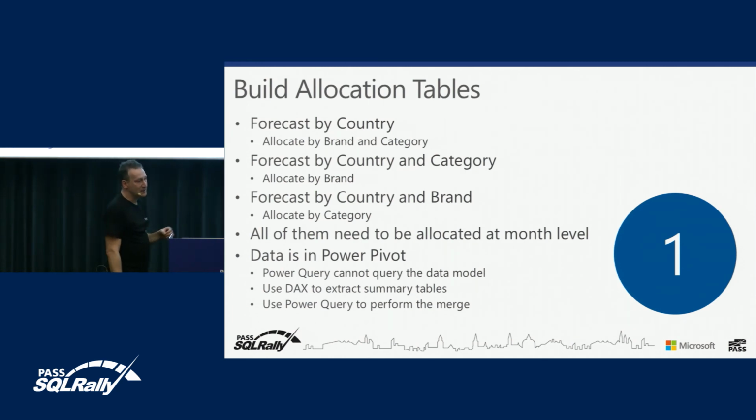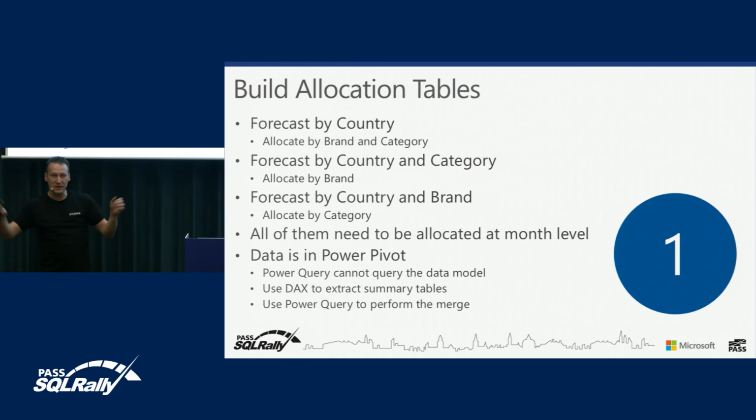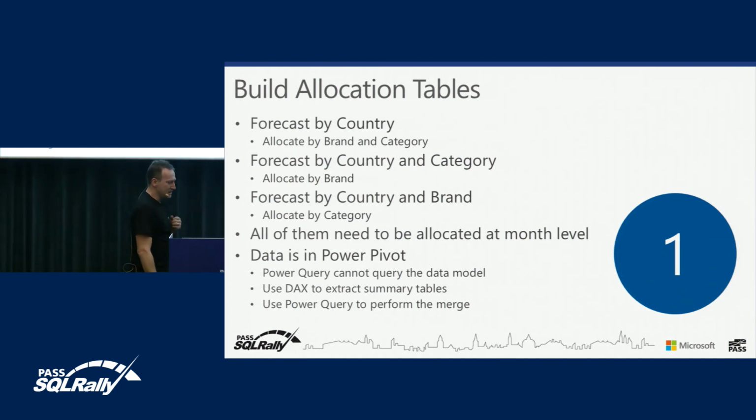The forecast by country and category will be allocated by brand, by country and brand, allocated by category. And the big number will need to be allocated by country, by brand, category, and month. So all of them will be divided by month. How do we do that?